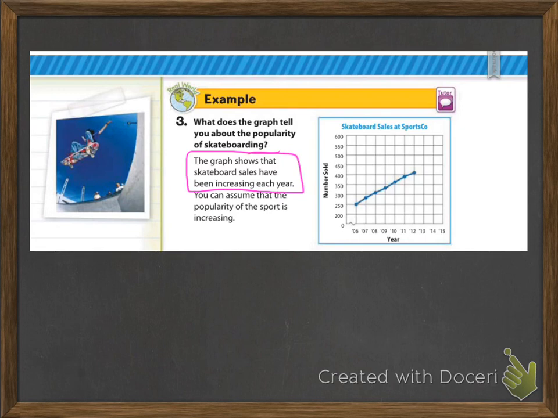And I personally would probably write the words steadily increasing, because each year it goes up by close to about the same amount. So then it says here, you can assume that the popularity of the sport is increasing. That's what that's telling you. Since every year more skateboards are being sold or bought, you can assume that each year it is becoming more popular.